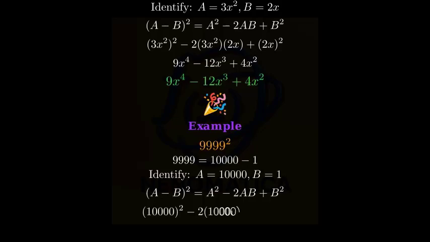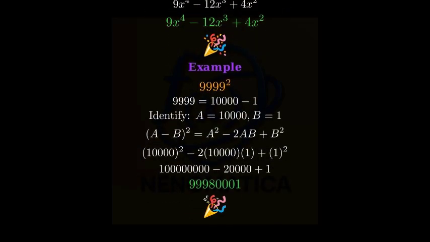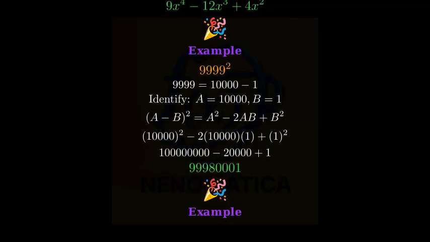Let's substitute. a squared is 10,000 squared, which is 100 million. 2ab is 2 times 10,000 times 1, which is 20,000. b squared is 1 squared, which is 1. When we simplify, we get 100 million minus 20,000 plus 1. So 9,999 squared equals 99,980,001. Let's look at one more complex example.